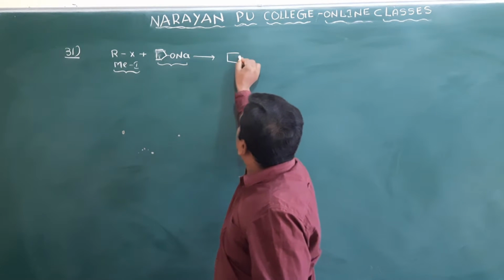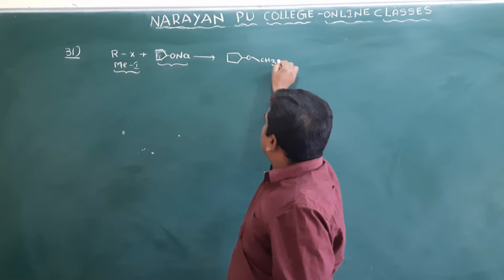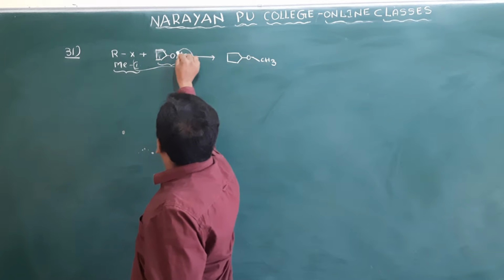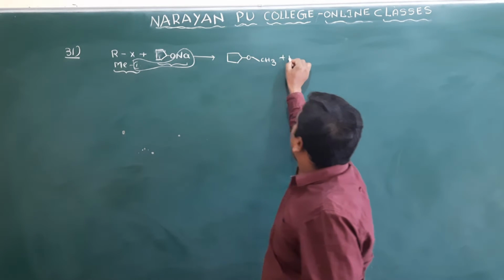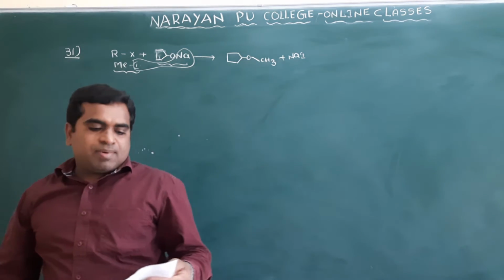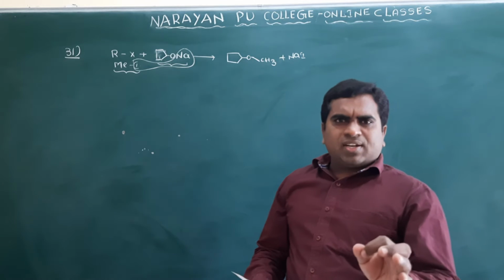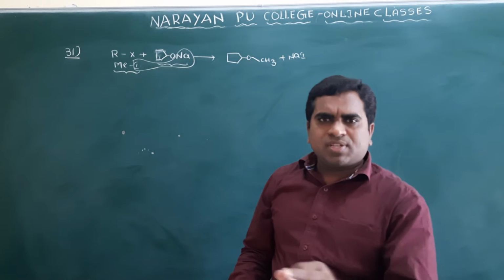What will you get now? You will get the compound here with O and CH3, and NaI will be removed. So you will get that compound. That is the only reaction they have given here. Clear? Simple that is. If you observe very clearly, you can easily understand that it is a Williamson synthesis reaction.